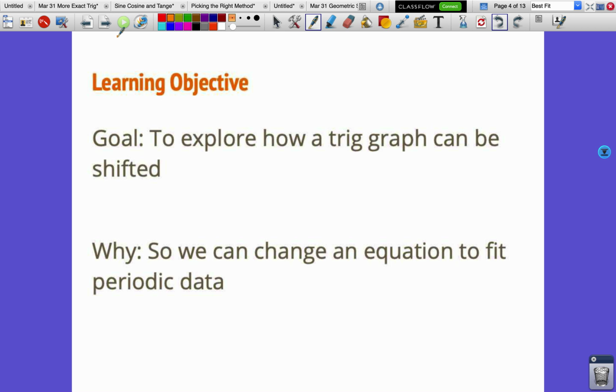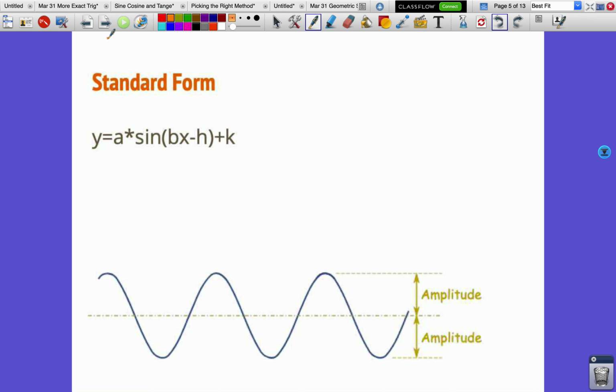All right, goal. To explore how trig graphs can be shifted. Why are we doing this? So we can change an equation to fit periodic data. Generally, that's kind of our goal in the end of a lot of this, is to be able to fit data and describe the world around us with these functions.